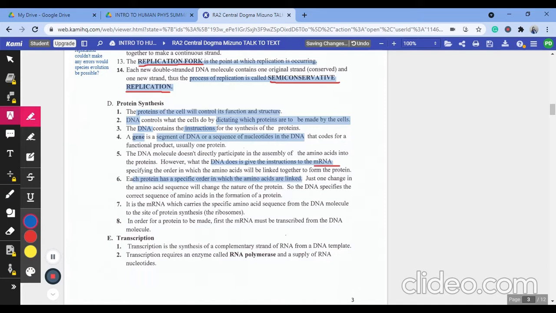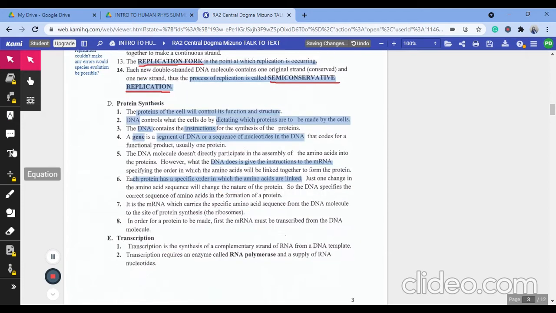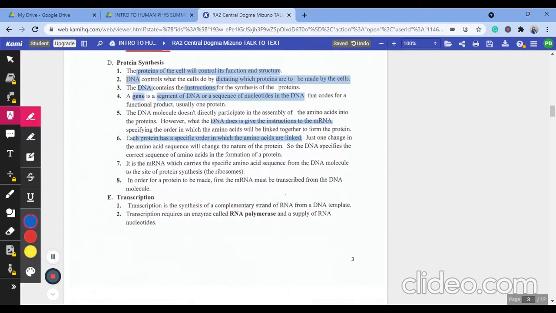Okay, so I don't need to look this up because this is already mentioned in the text. So basically, RNA carries the specific amino acid sequence from the DNA molecule to the site of protein synthesis, the ribosomes. So in order for the proteins to be made, first the mRNA must be transcribed from the DNA molecule.